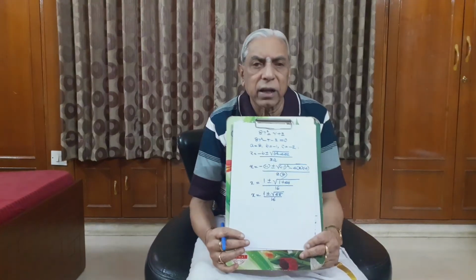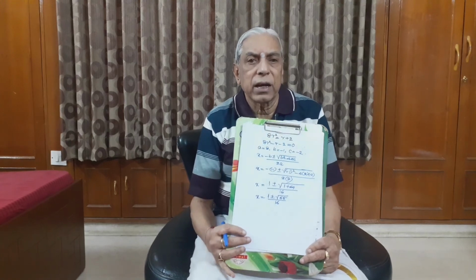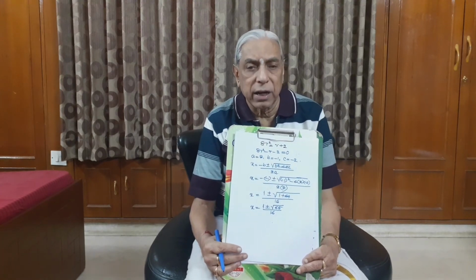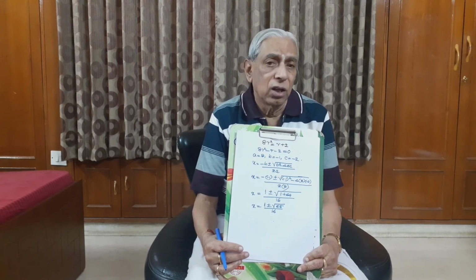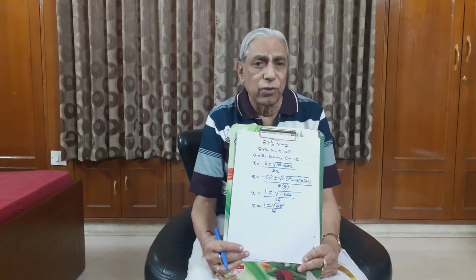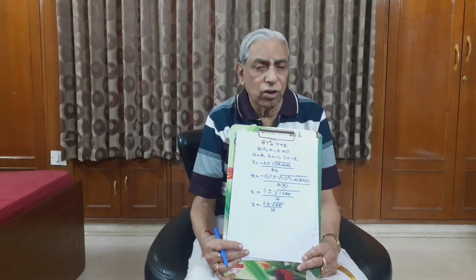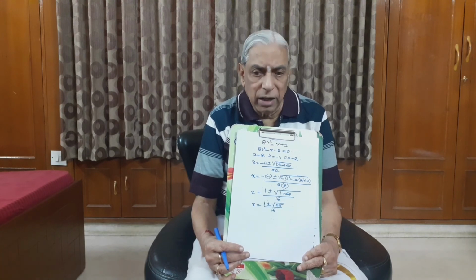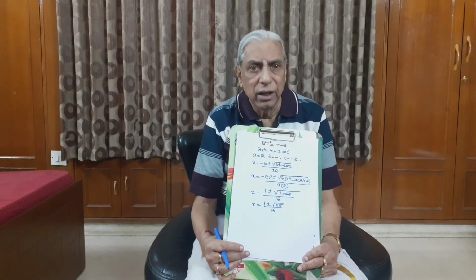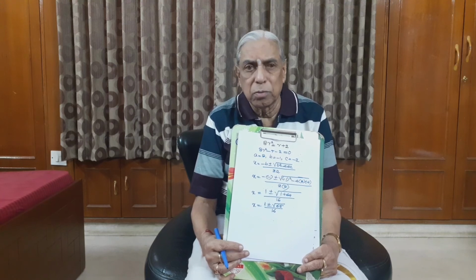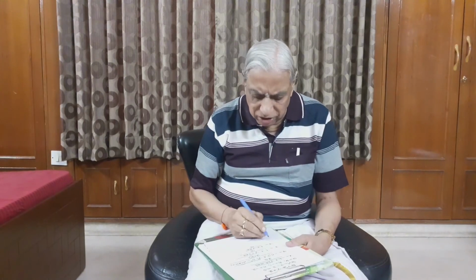Can 65 be split? No. Can it be written as a number with a square root, a square number? No. 65 is 13 into 5. Am I right? 13 into 5. That's the only way in which you can write it. Therefore, there are no two squares, nothing else can be done. So, therefore, you write it separately.